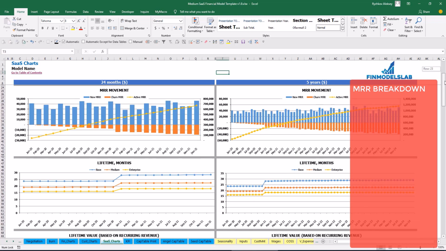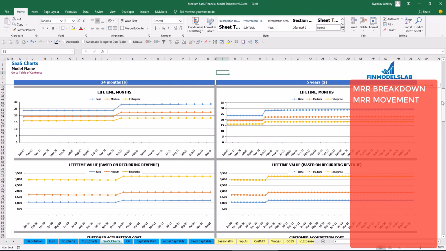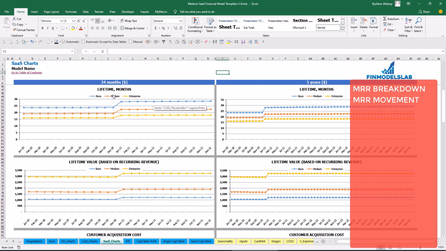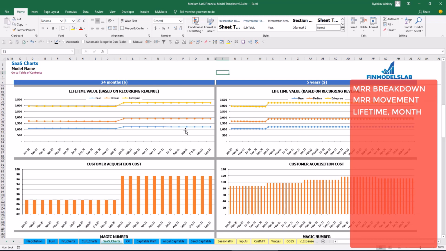The next couple of charts will show you the MRR movement, which is new MRR and churn MRR by months, and as a result on the yellow line you may see the active MRR. On the next couple of charts you will see the lifetime in months of the Base, Medium and Enterprise customers. The next couple of charts will show you the lifetime value broken down by offerings.